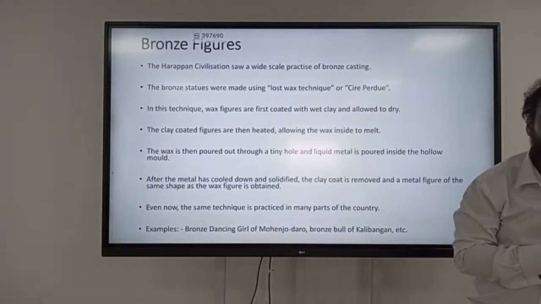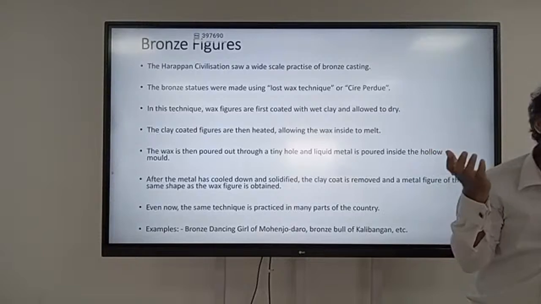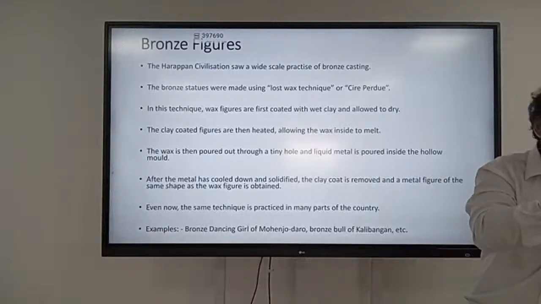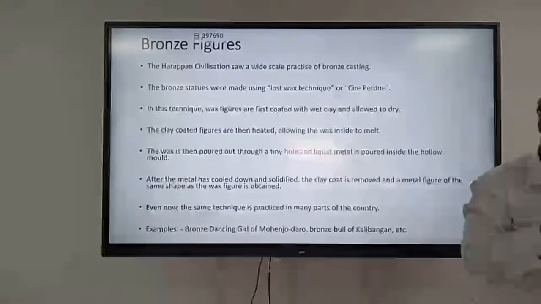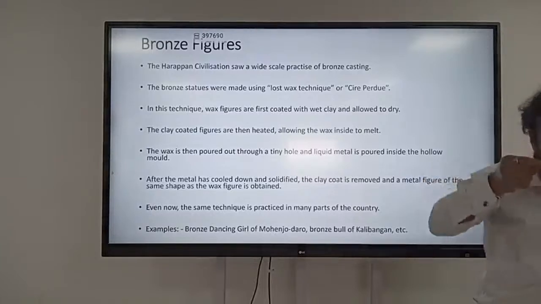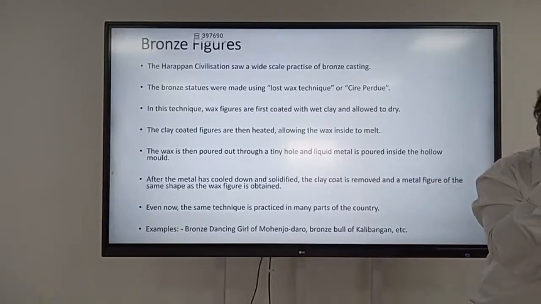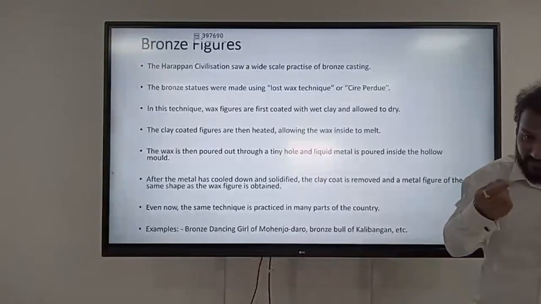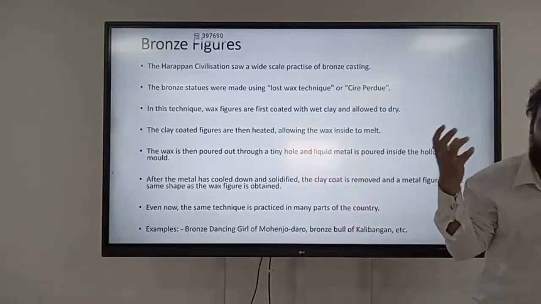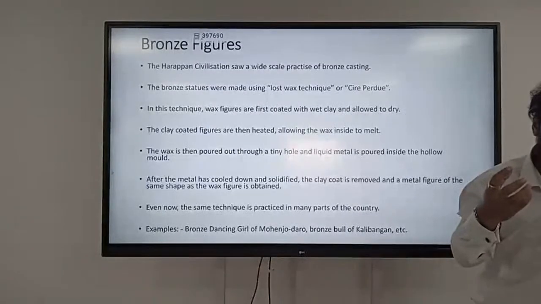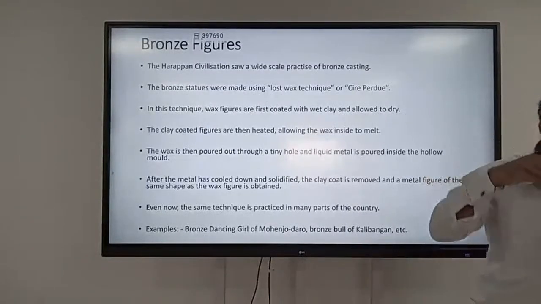Then clay is applied. Wet mud or clay is applied to that wax-like structure and put in the sun to dry. Once it is dry, they make one hole. Through that hole, they pass heat, so that the wax-like substance melts and comes out. Then through that same hole, they pour the molten bronze, semi-solid we can say.